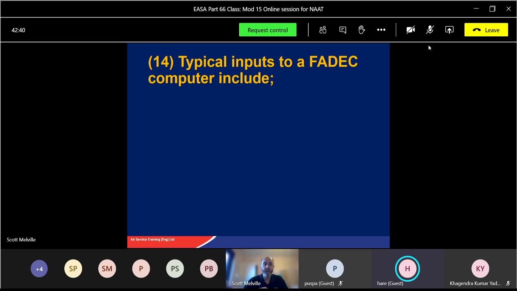Cockpit discrete. Not so much the discretes. Yes, it does take inputs from the cockpit discretes, but what's the main one in the cockpit? Thrust lever angle. Yeah, TLA, good. So what we're looking at there, you can have TLA, EPR, and N1 definitely, and also information as a reference from the air data, ADC.